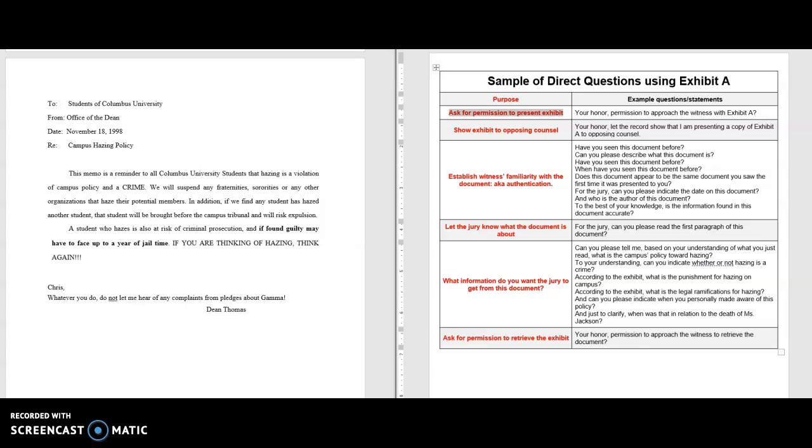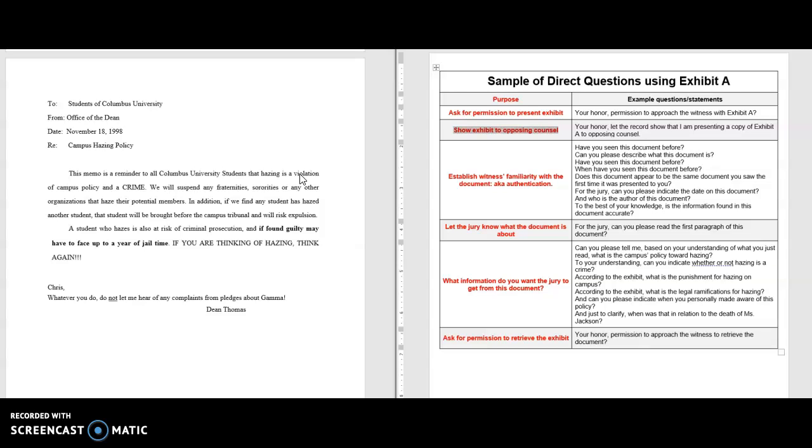Once the judge grants you permission, the next thing you need to do is show the exhibit to the opposing counsel. When you walk it over, you would say something along the lines of, "Your Honor, let the record show I am presenting a copy of Exhibit A to opposing counsel." Since mock trial is timed, it is recommended to keep a spare copy of the exhibit to give to opposing counsel. This way, the opposing team does not waste your time by looking at the exhibit. This is a strategy that many teams employ.